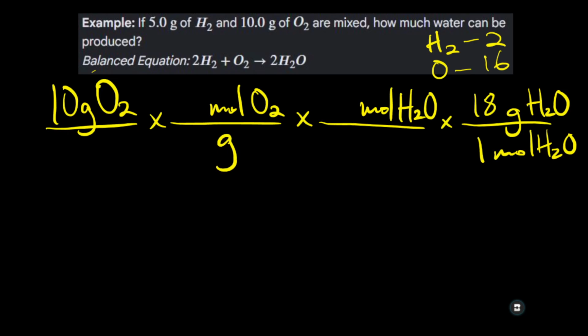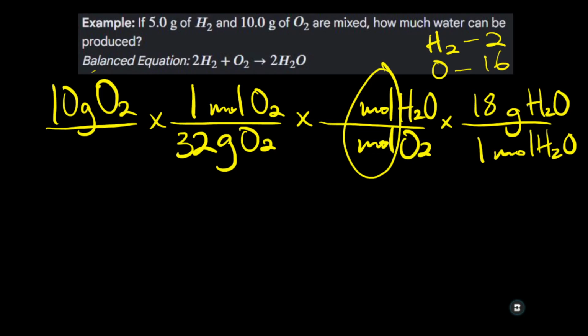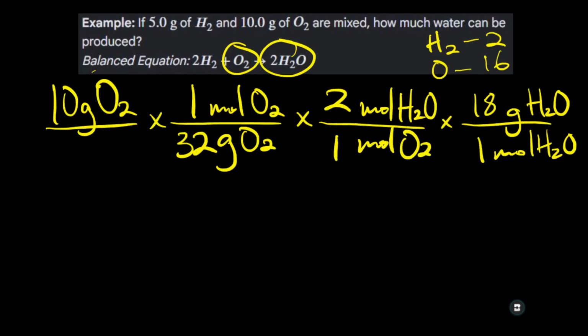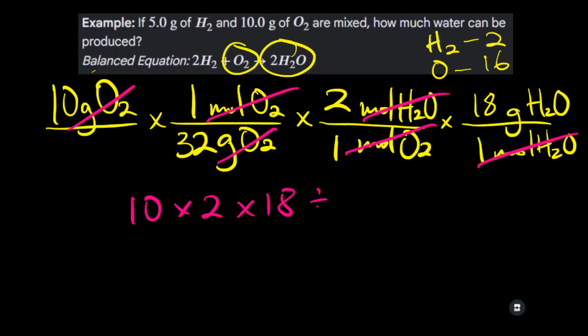Down here, bring the diagonal units. Every 1 mole of O2 is 16 times 2, 32 grams. And then down here is mole O2, the mole to mole. Whenever you see mole to mole, you have to use the coefficients. So H2O is 2, oxygen is 1, so a 2 to 1 ratio. Now you can cancel out the repeating units, and we have 10 times 2 times 18 divided by 32.